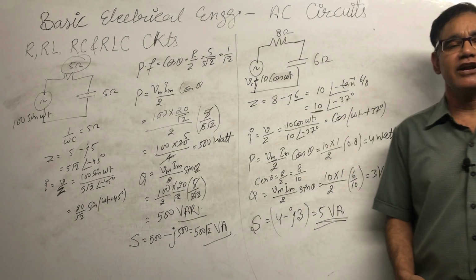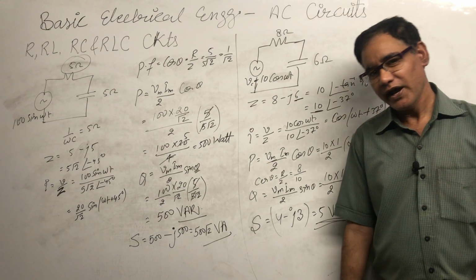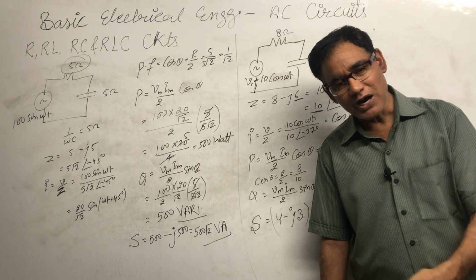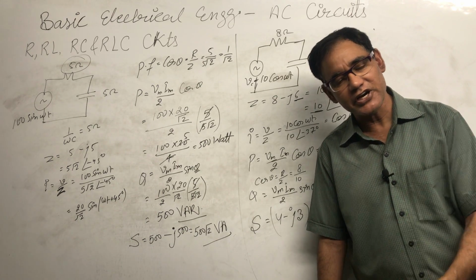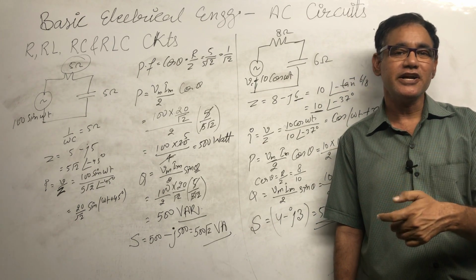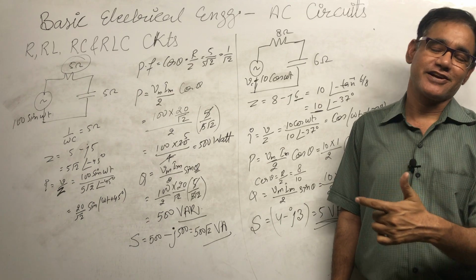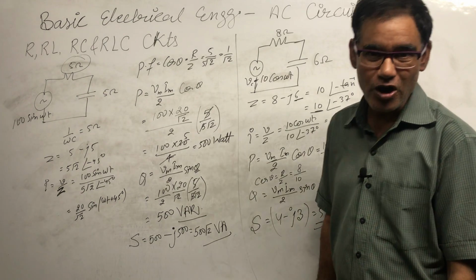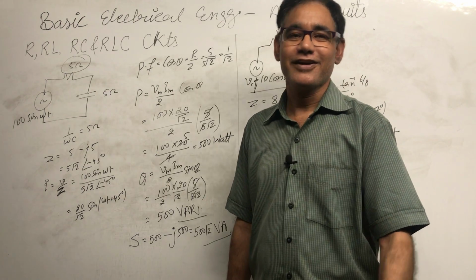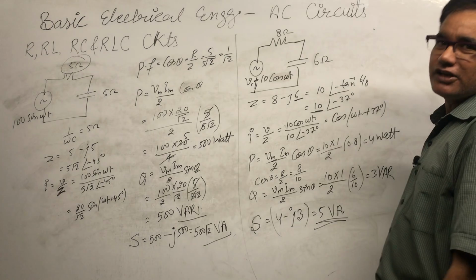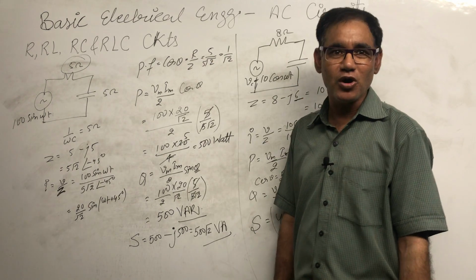In this way, we can find out the value of current, voltage, power, power factor, reactive power, active power, apparent power for RC circuits and RL circuits. You get the point, understand? Okay, I am taking some more examples to clarify it more and more.